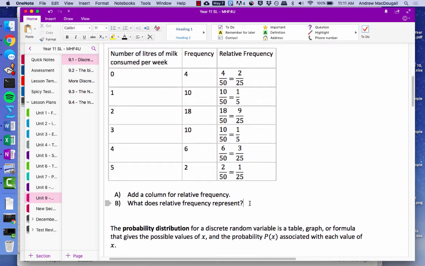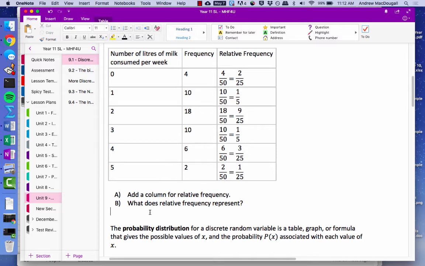Now, the reason I'm making you do this is because I want you to tell me, what does the relative frequency represent? Well, really, let's say we look at this column here, 1 liter of milk per week. This means that if I chose a random family of this group of 50 families, there's a 1 in 5 probability that that family would consume 1 liter of milk per week.